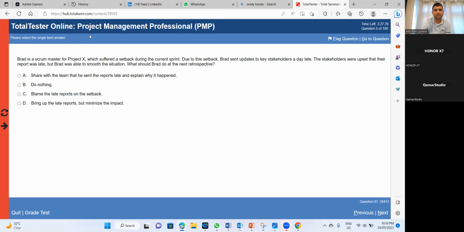Yeah, because even the retrospective is between the team now. It's learning, it's a lesson learned. You can say, guys, I got a setback, and because of which the report got late, and this was the reason behind it, and this is why it happened, and it should not happen with me or with anybody else. Let's take a lesson learned. Then A is more relevant in this case.